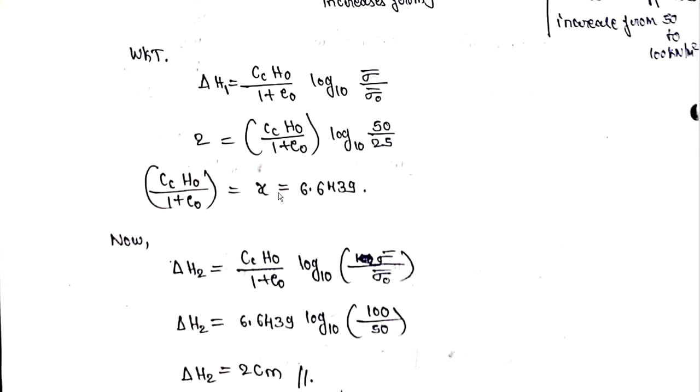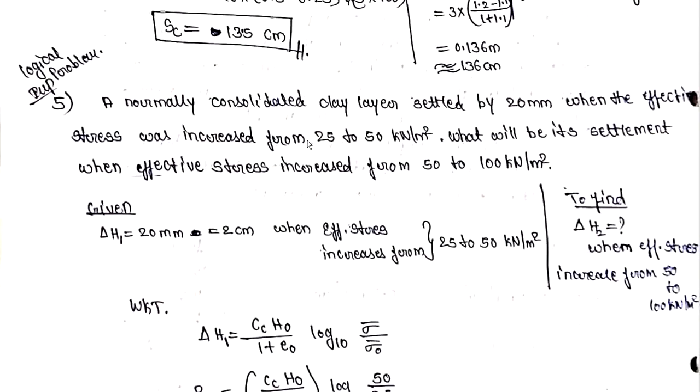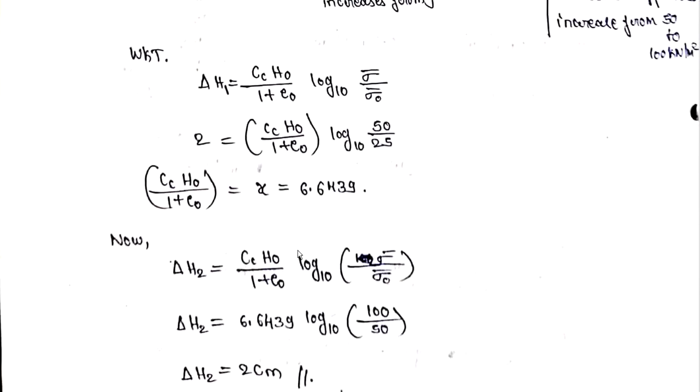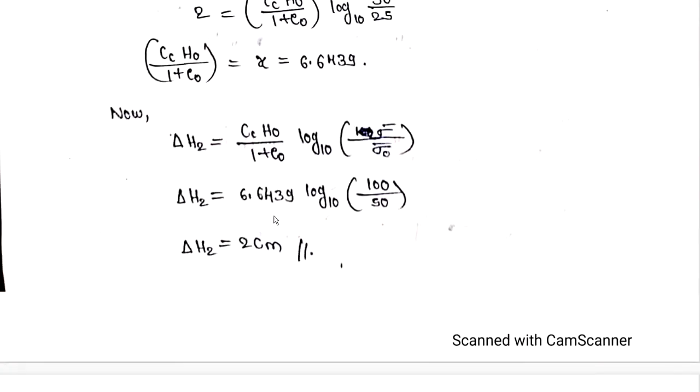Many of the students I have observed in the examinations get confused about the substitution of these values. They go wrong while calculating Cc, while calculating e naught. Just remember, there is no need to calculate all these things. They will remain the same for the same type of soil. So we just need to consider this quantity as one unit, a single quantity, and by considering this single quantity we can calculate the delta H2.